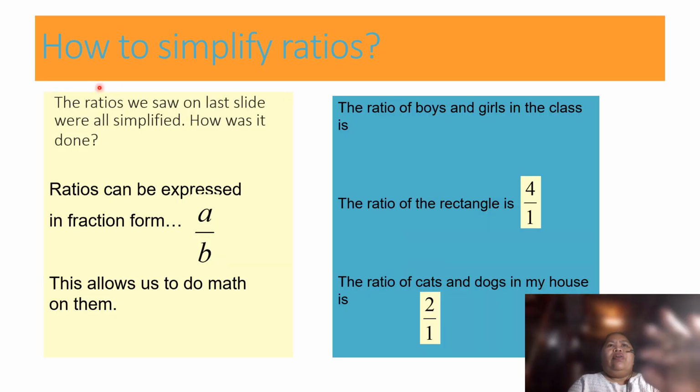How to simplify ratios. The ratios we saw on the last slide were already simplified. How was it done? Ratios can be expressed in fraction form, that's A over B, and this allows us to do math on them. The ratio of boys to girls in the class is 4:1, the ratio of the rectangle is 4:1, and the ratio of cats and dogs in the house is 2:1.